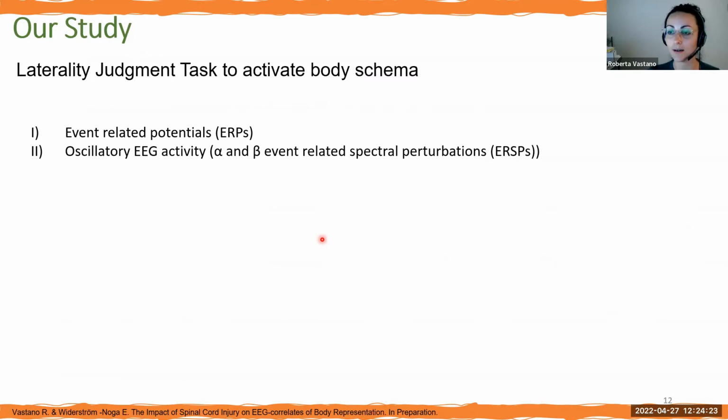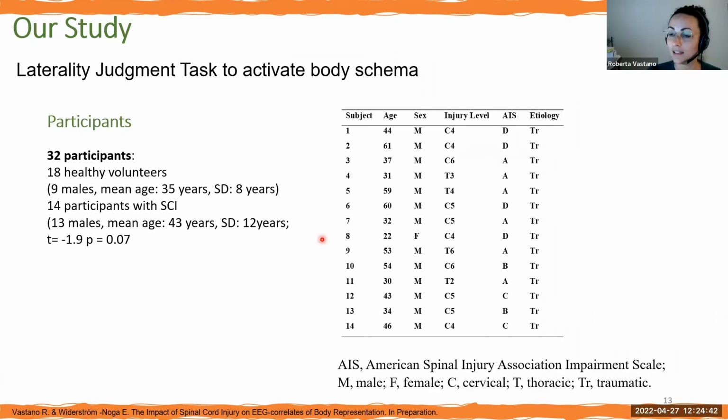So we asked our participants to perform a laterality judgment task. This task is known to activate body schema. We focus on event-related potentials, the components that I just introduced, and the oscillatory activity, so the synchronization of alpha beta band. We had 32 participants, 14 participants had the spinal cord injury.